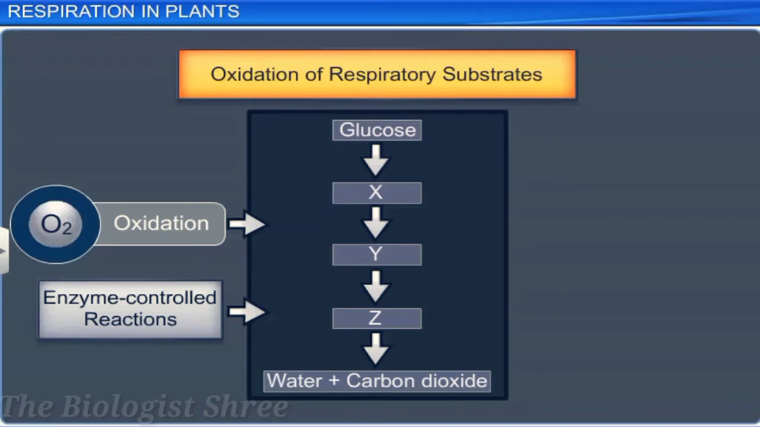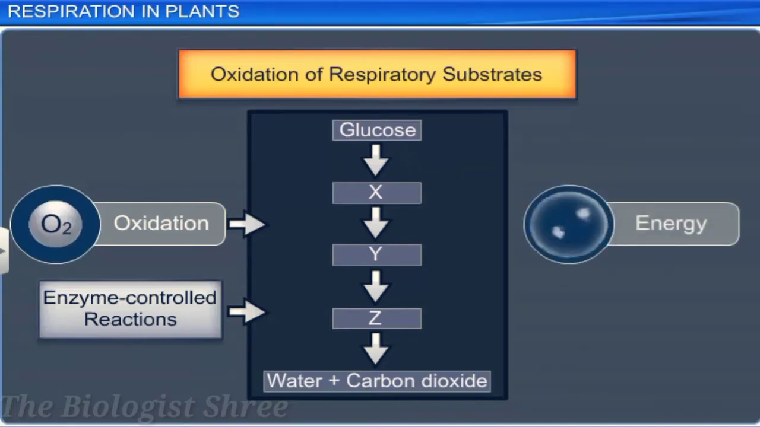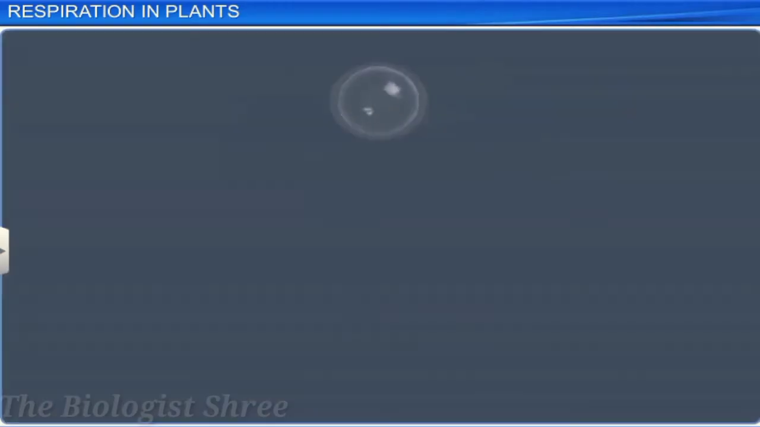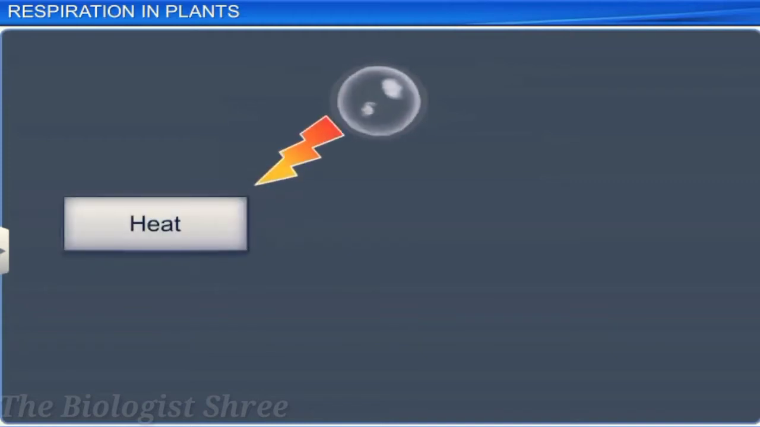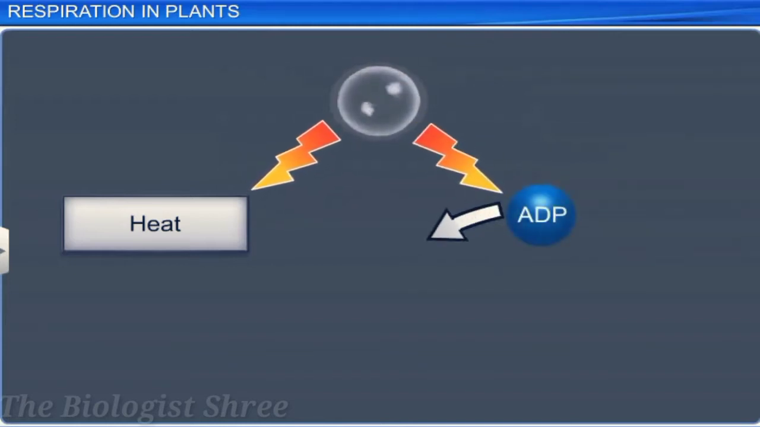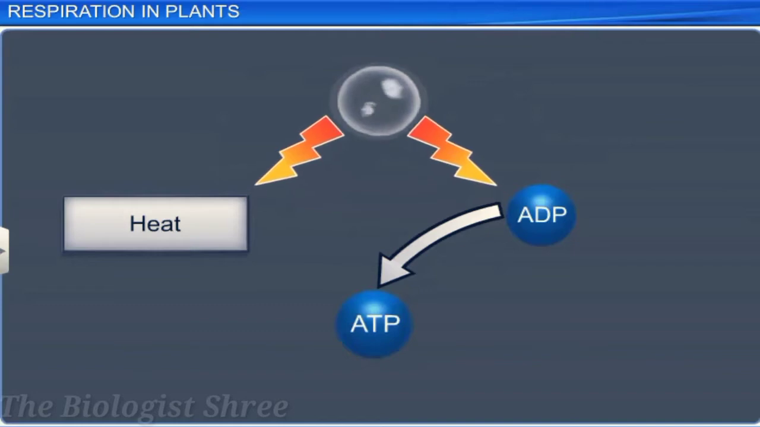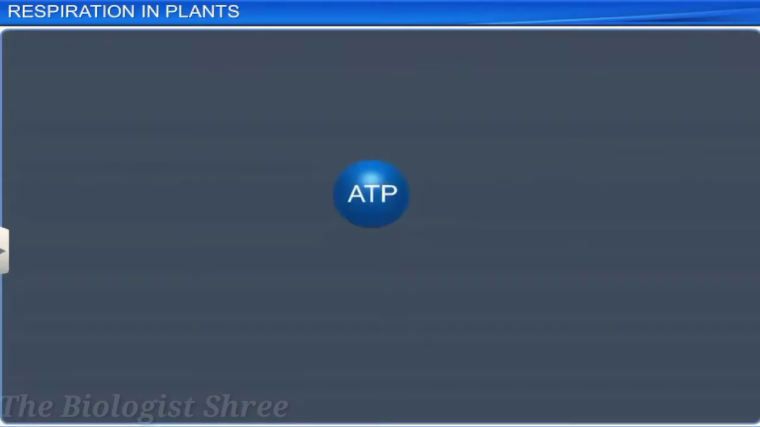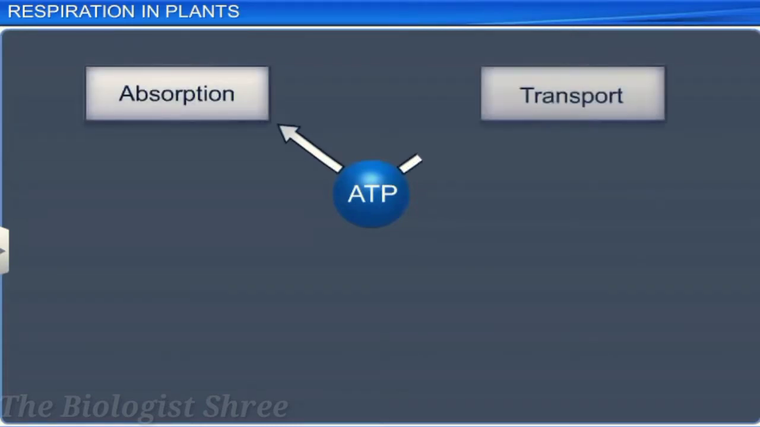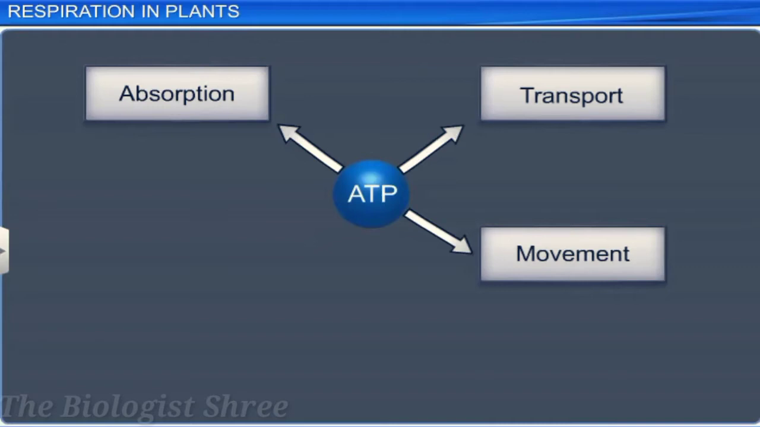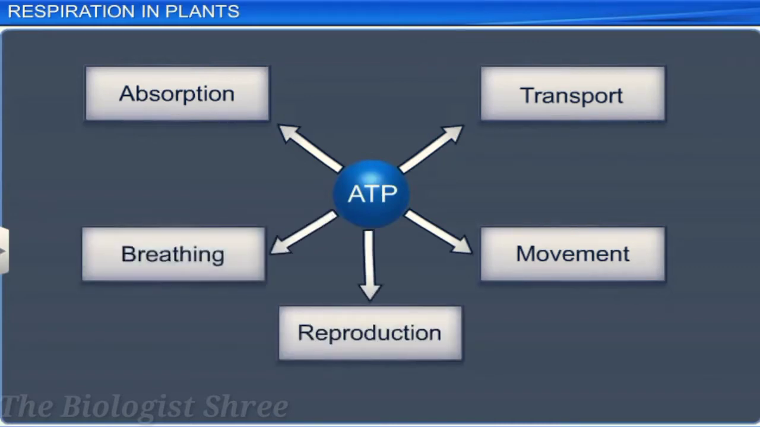During the oxidation of respiratory substrates, energy is not released directly in the cell. Instead, it is released slowly in a series of steps controlled by several enzymes. While a small part of the energy is released as heat, most of it is used for synthesizing adenosine triphosphate, or ATP, a high-energy molecule. ATP is utilized for carrying out all the activities such as absorption, transport, movement, reproduction, and breathing.